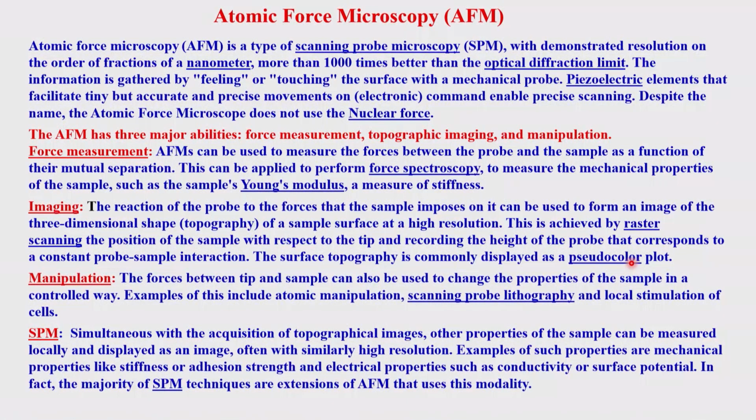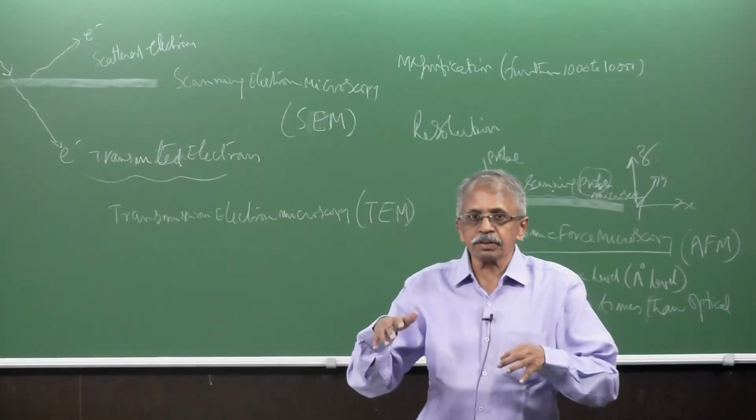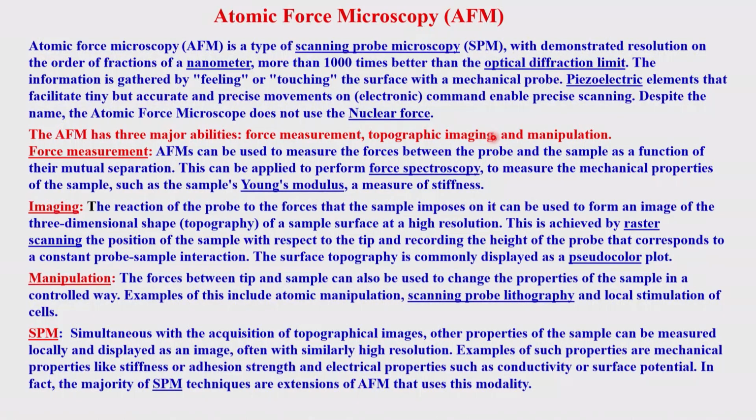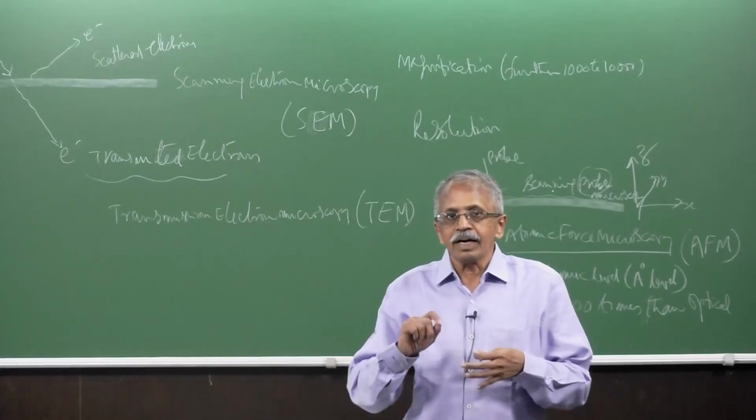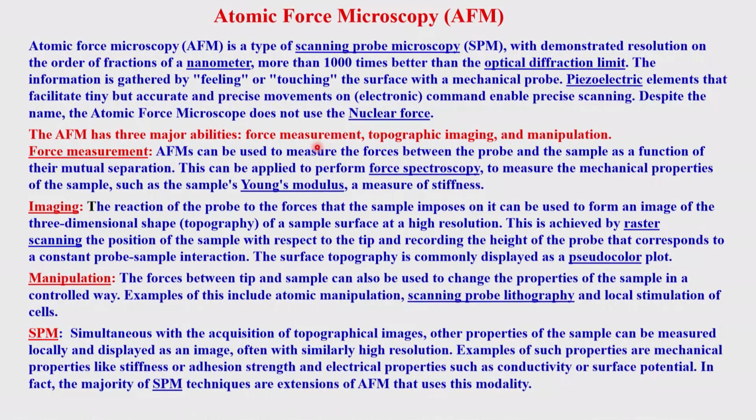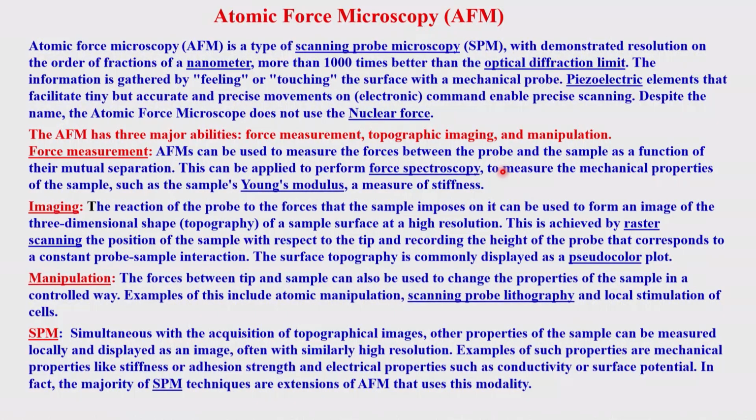So in particular, the AFM has three major abilities: the force measurement, the topographic imaging, and the manipulation of the tip or the manipulation of the surface. So these kinds of manipulation methods. With the force measurements, and combining all these force measurements, you can get the topographic imaging, and you can also manipulate and try to understand this.